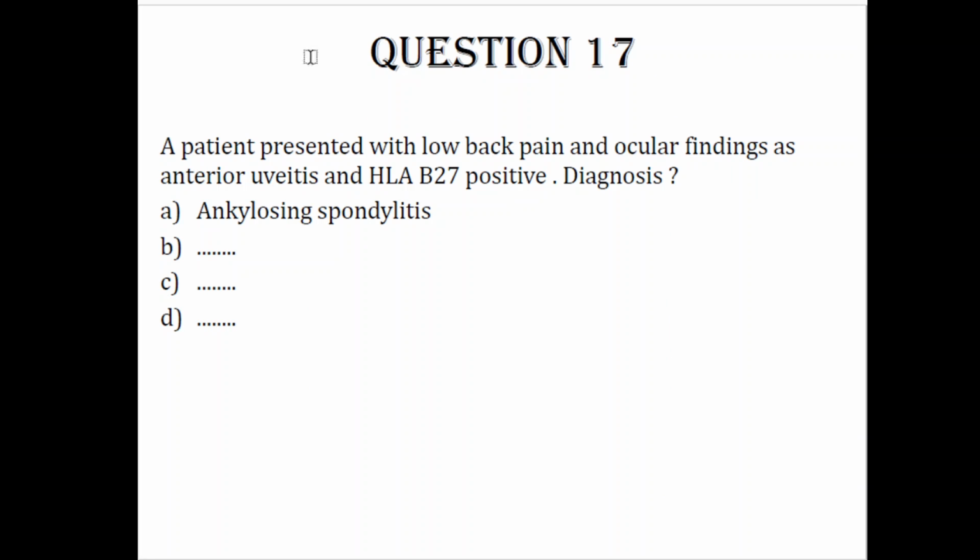Question number 17. A patient presented with low back pain and ocular findings, such as anterior uveitis. This patient is having anterior uveitis, and he is HLA-B27 positive. Now this HLA-B27 positive with low back pain, there is a condition called seronegative spondyloarthropathies.